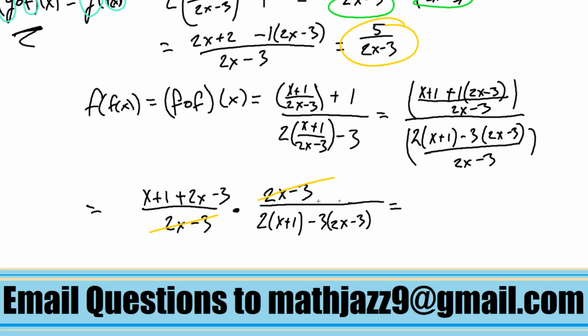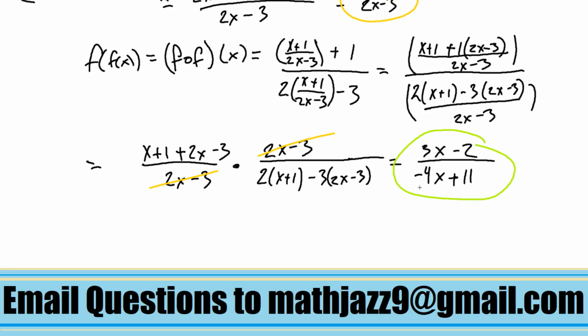And now I'm going to combine x and 2x is 3x. 1 and negative 3 is negative 2. 2 times x is 2, minus 3 times 2x. This is a negative 6x, a positive 2x, so that's going to be a negative 4x. We get 2 here, and negative 3 times negative 3 is 9, plus 2 is 11. What we get here is f of f of x.